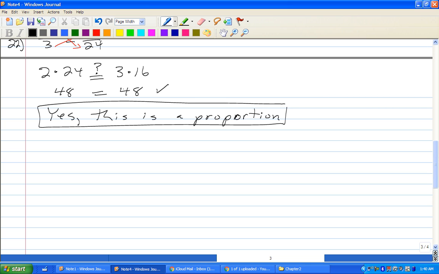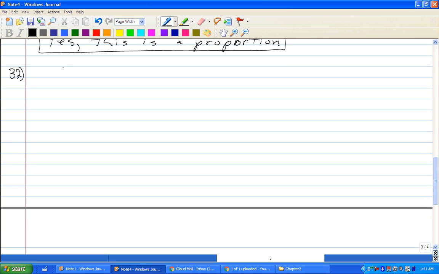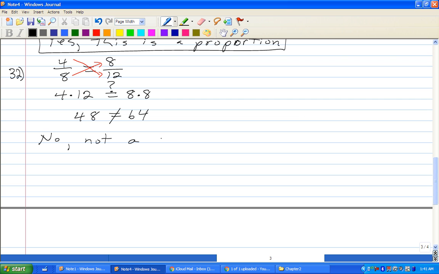Let me do problem number 32. 4 over 8, is that equal to 8 over 12? So let's see if this is a true statement or not. Let's cross multiply. And so is 4 times 12 equal to 8 times 8? Is 48 equal to 64? No. So no, this is not a proportion. So this is not a true proportion.